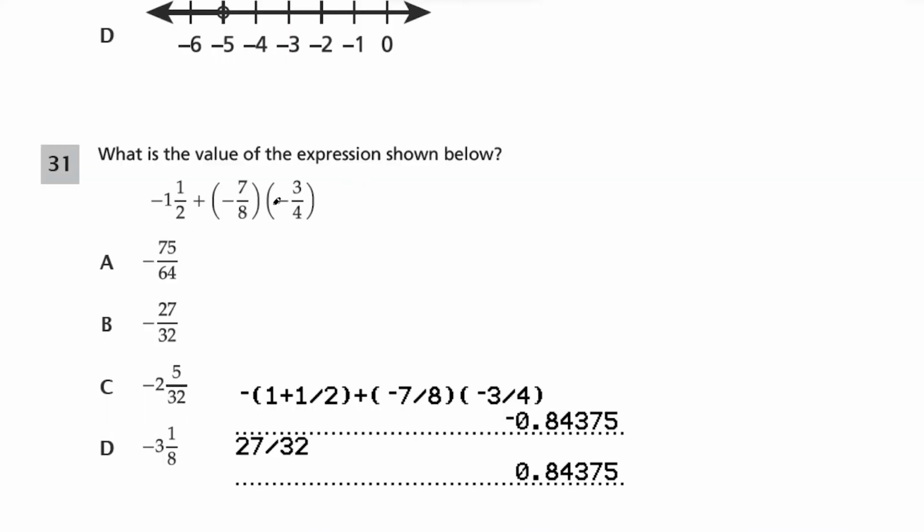But of course, we should also learn to do this by hand. So something like 1.5, I could convert to an improper fraction by doing 2 times 1 is 2, and then plus 1 is 3, and I keep my denominator 2. So now I could rewrite this as -3/2, and now I have plus, I'm doing a negative times a negative, which turns out positive. So now all I have to do is multiply 7 times 3 is 21. And then my denominator is 8 times 4, which is 32.